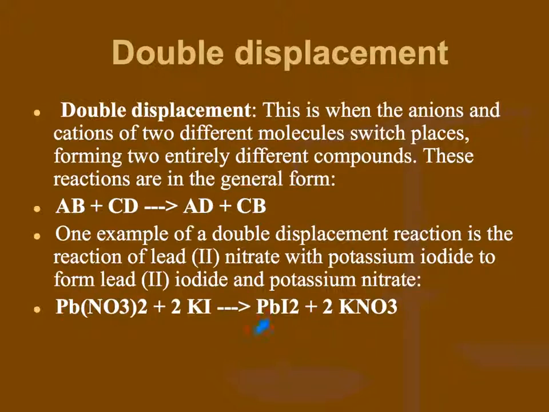When the lead joins with the iodine, we need to check charges again. Lead has a +2, iodine -1, crisscross, we get our formula. Potassium has a +1, our nitrate has a -1, crisscross, we get our formula. So with these equations, our double displacement reactions always look very large and scary. However, they are very simple, as we just trade places with our two cations.